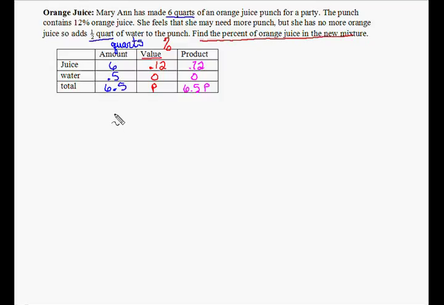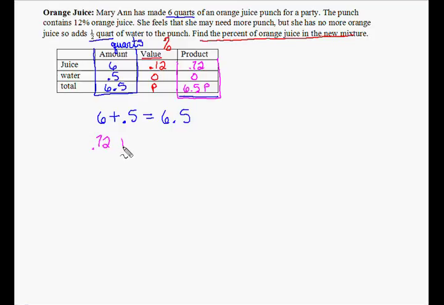Now we need to write equations. Our equations only come from the first column and the last column. So our first equation is 6 plus 0.5 is equal to 6.5. And that equation isn't going to help us solve the problem. But this last column, the product, that has a variable in it. That's going to be a little bit more helpful.